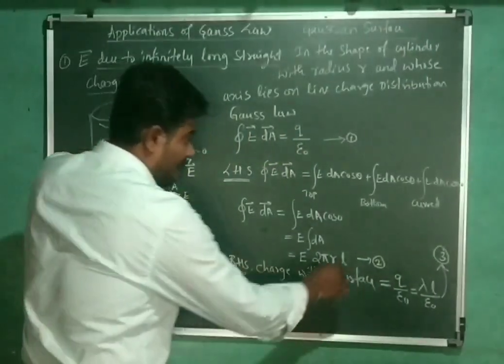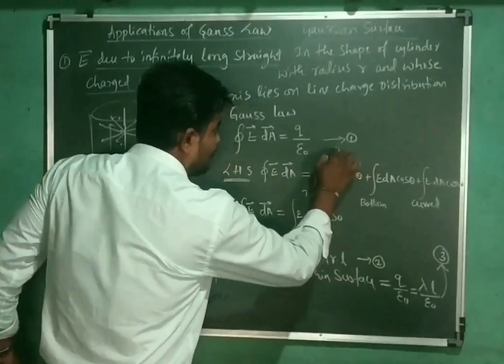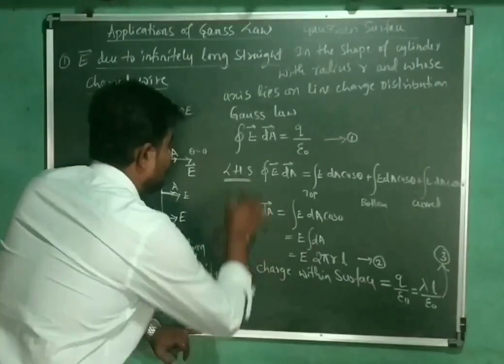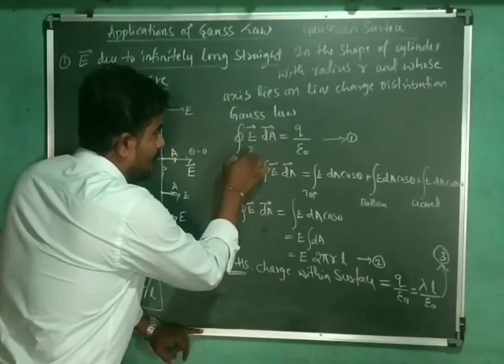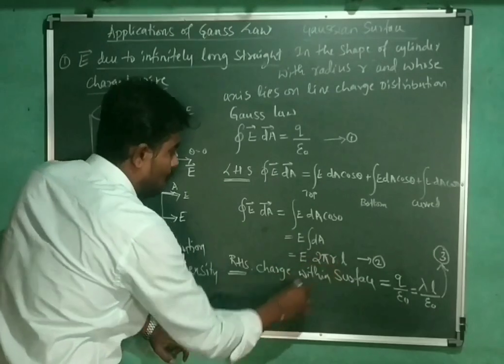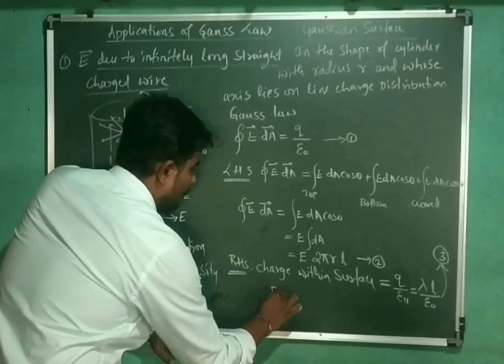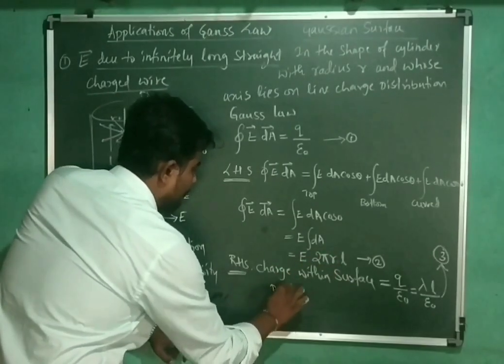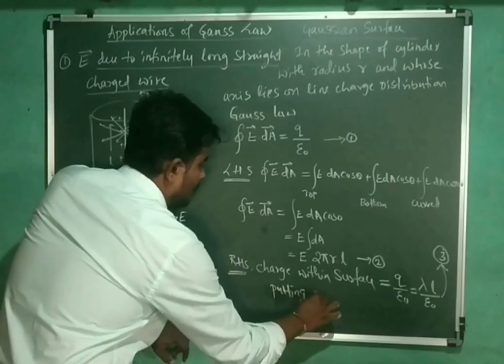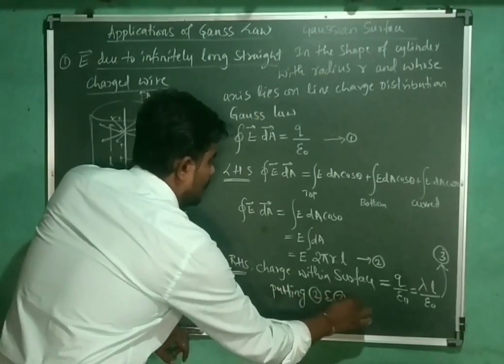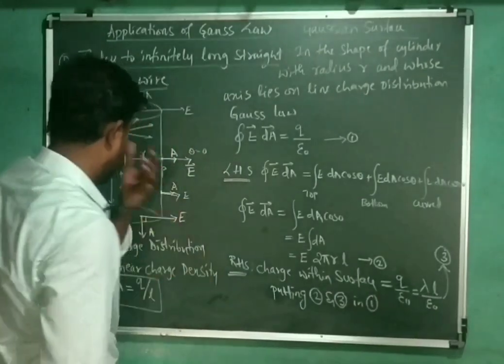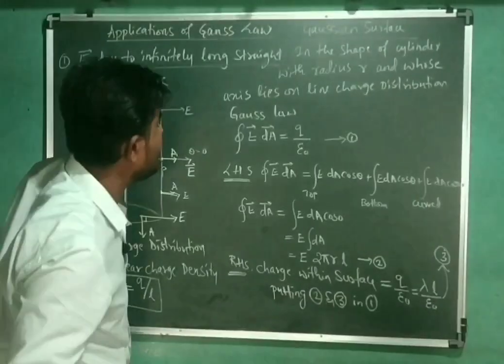Okay, and from equation 2 and 3 I can substitute in equation 1. In the LHS part, in place of integral E dA I can write E into 2 pi R L. Putting 2 and 3 in 1, I will write here.